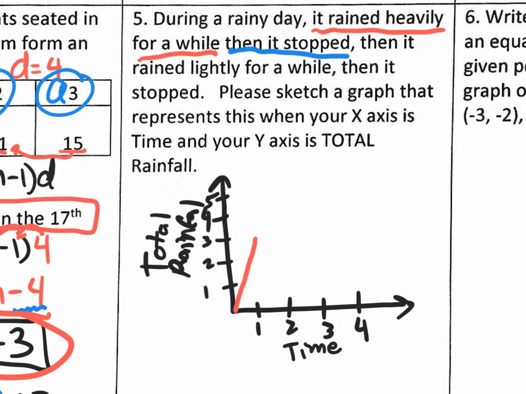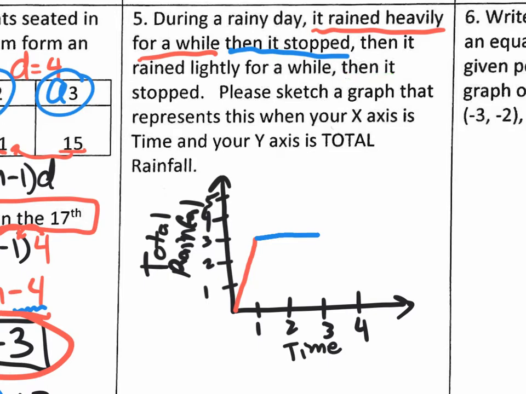Now, then it stopped. What does that mean? That this goes back down? No, it stays the same because it's total rainfall. So it's going to stay the same maybe for, let's say it stopped for an hour or so, or maybe 2 hours. I don't know, it stopped. Okay? And then it says, then, wait, no, I'm sorry. Let me erase that.